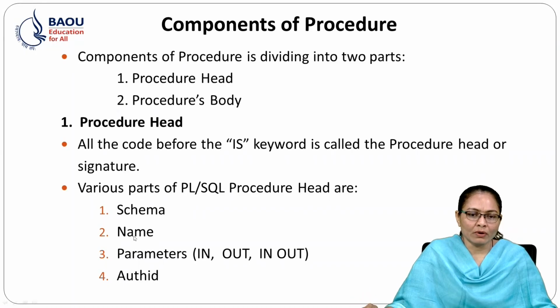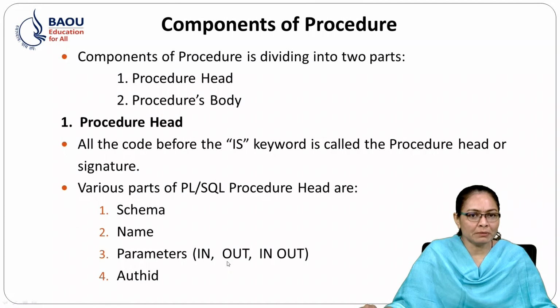Now, what is the name? The name parameter defines the name of the procedure. It should be meaningful. And then the parameters. We already saw the parameters are optional. The PL/SQL procedure may require passing and receiving values from the procedure execution statement. There are three types of passing parameters: first is IN, then OUT, and then IN OUT.